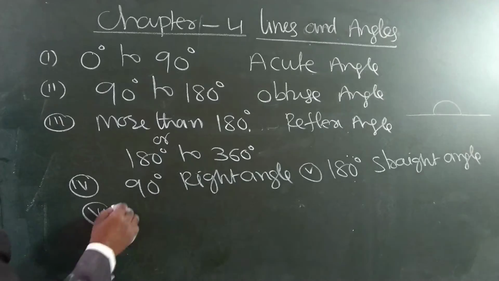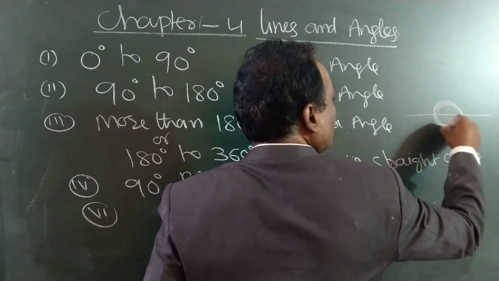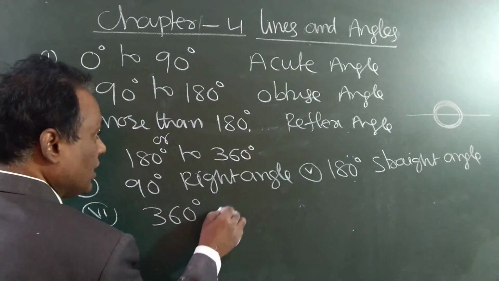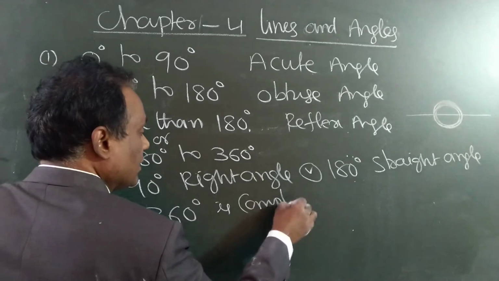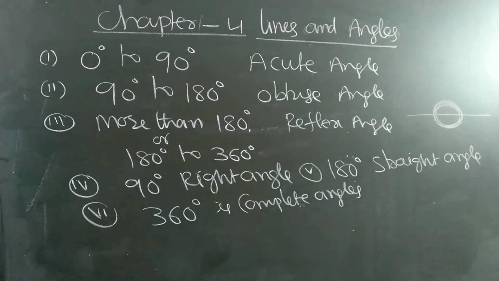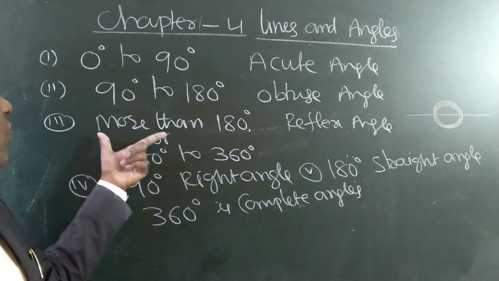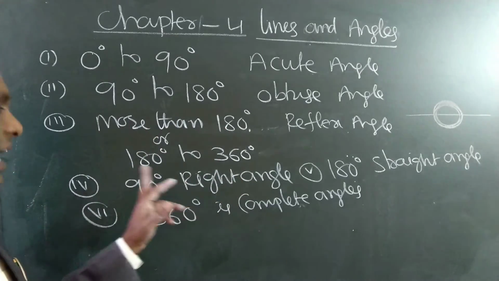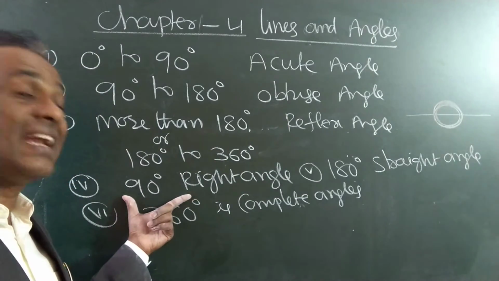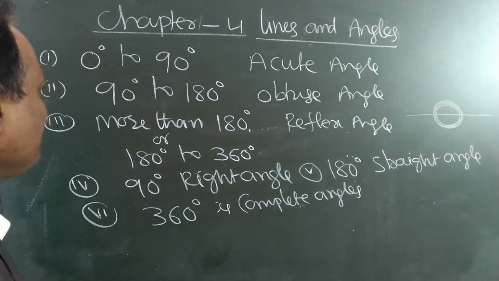Next, if it completes one rotation, this total angle is called complete angle, which will be 360 degrees. 360 degrees is complete angle. These are some classifications of the angles. So you know, 0 to 90 acute, 90 to 180 obtuse, more than 180 or 180 to 360 reflex angle, 90 is right angle, 180 is straight angle, 360 is complete angle.